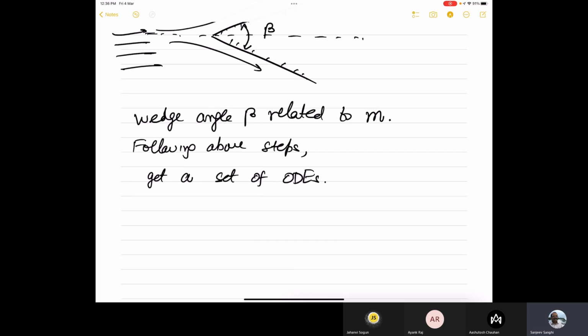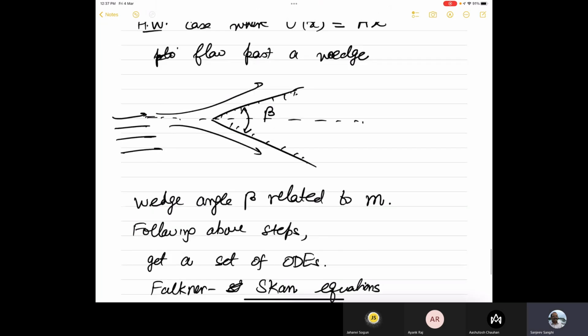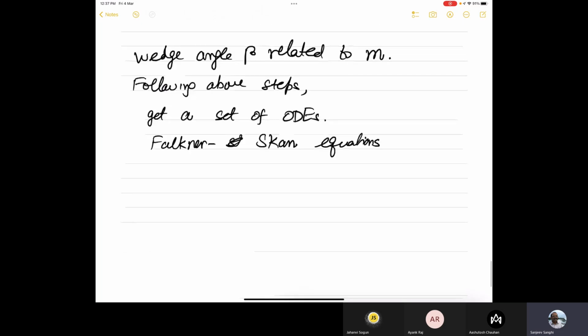a set of ODEs, defined in exactly the same way. And these ODEs are called the Falkner-Skan equations. This is what we will be doing. The solution of the ODEs we are not doing, but we can reduce these boundary layer equations to an ODE.